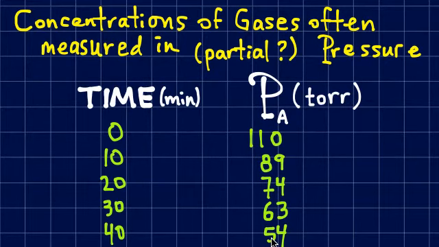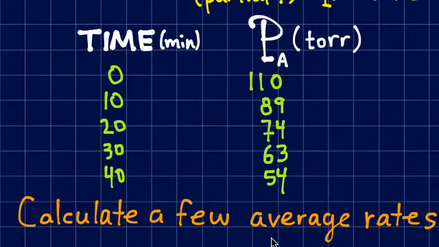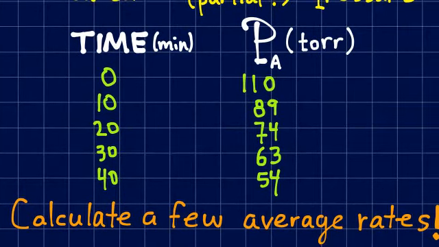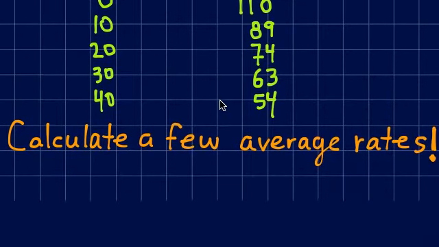So you could pause the video right now and just practice. Find a few average rates. If you're ambitious, if you're not ambitious, pause the video anyway. Think about it. Okay, let me do a few.